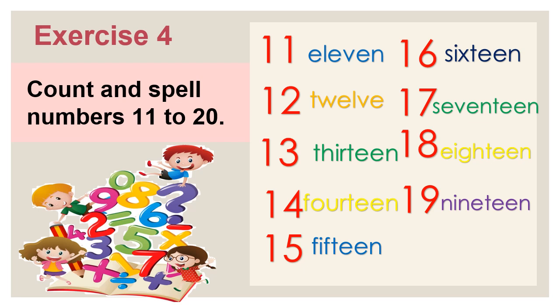How about the last number? 20. I guess you know that. Okay. Alright. Here we go. TWENTY. So these are the numbers from 11 to 20 and how we write those numbers and spell those numbers. So get familiar with all these numbers.